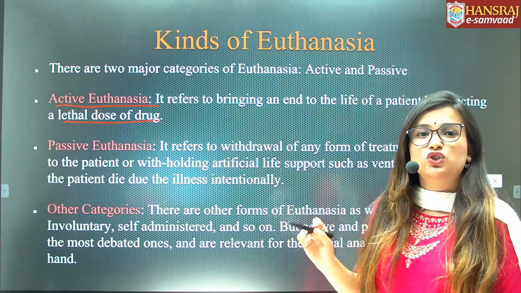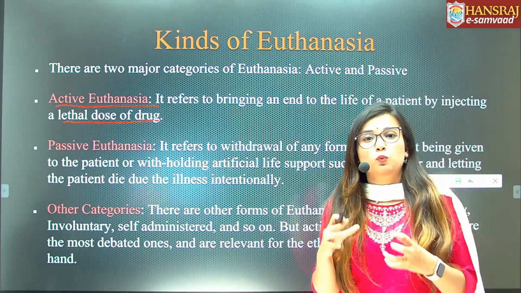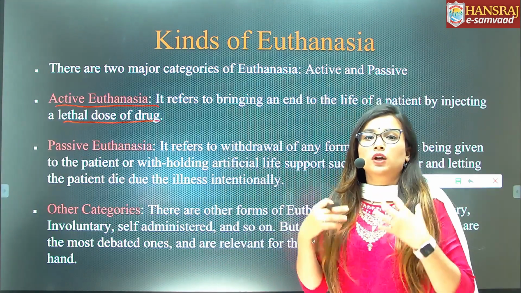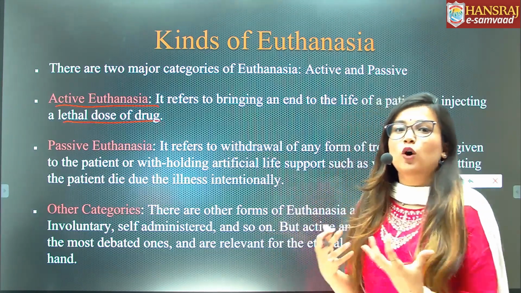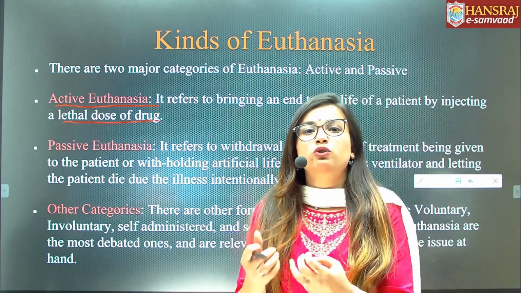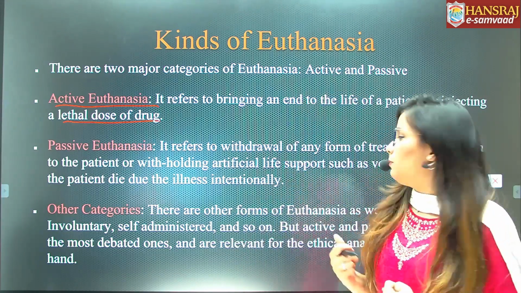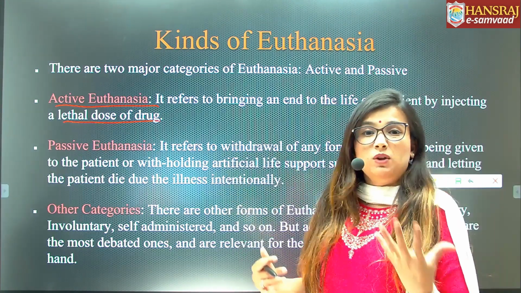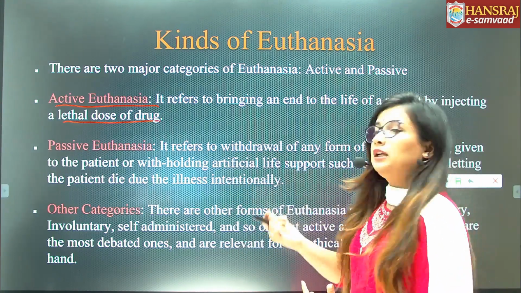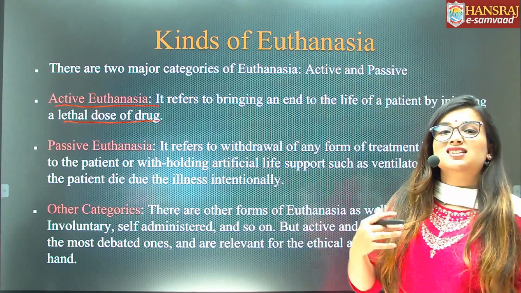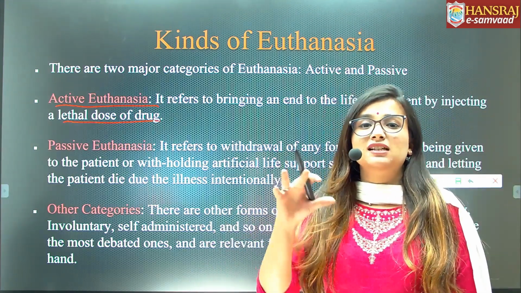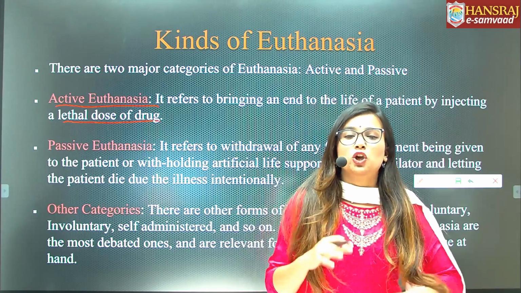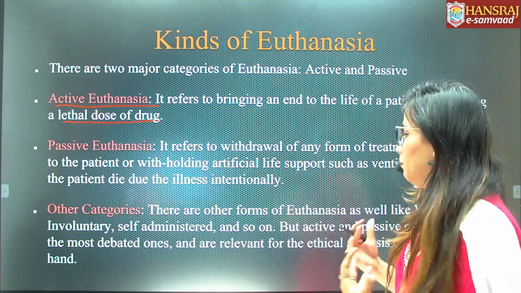Now, the second category, which is passive euthanasia, refers to withdrawal. As it is passive, it refers to withdrawal of any form of treatment or medicine being given to the patient. So we withdraw all sorts of treatment and medicines which are being given to the patient, and it is done intentionally. If the patient is on any sort of life support, that life support is removed, or if the patient is supposed to be given any form of life support, that is withheld. So that is passive euthanasia. And the patient eventually dies due to the illness that the patient is suffering from.